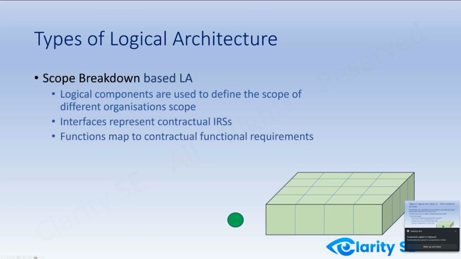Scope breakdown is the first type of logical architecture. We'll have a look at an example and have a look at what some of those components or what some of those elements of the logical architecture might represent. So we do this when we are using logical components to break down the scope of the system.